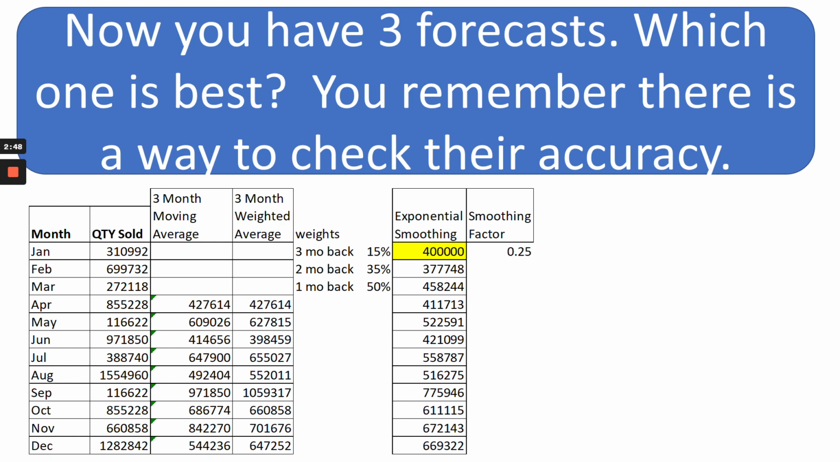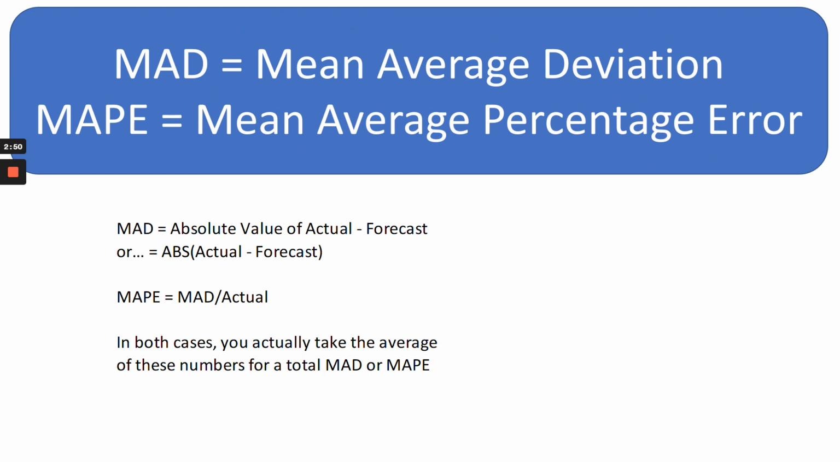Oh, I spelled there wrong. Sorry. MAD is the mean average deviation. MAPE is the mean average percentage error. Maybe I didn't spell there wrong. Who cares?